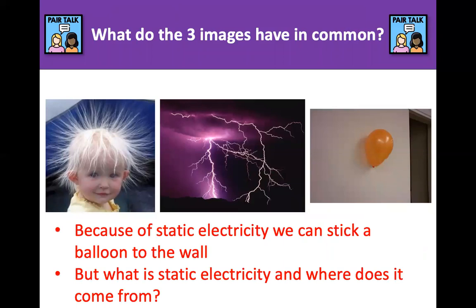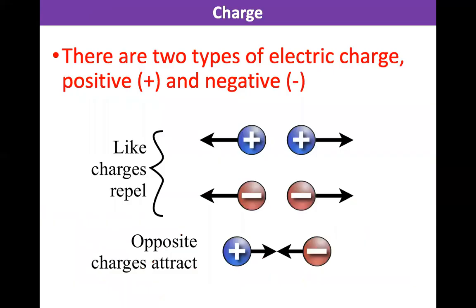If you got that they all have some sort of static electricity, that's right. Because of that static electricity, that balloon is able to stick to the wall. Because of that static electricity, this child's hair is up everywhere, whizzing around. You might have heard of static electricity before, and you might have seen videos of it happening. But where does it come from? What is it? That's what we're going to look at today.